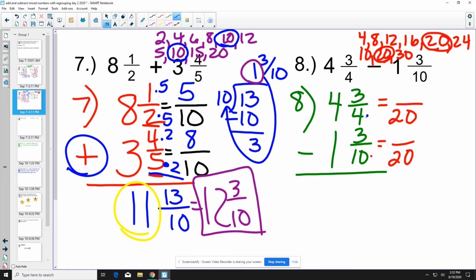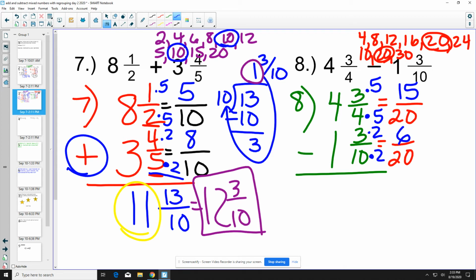Okay, now let's go back and ask ourselves, what do we multiply by 4 to get 20? 5. So that means I got to take 3 times 5 to get 15. Now I'm going to come down here to the bottom fraction and ask myself, what do I multiply by 10 to get 20? 2. So that means I got to take 3 times 2 to get 6.